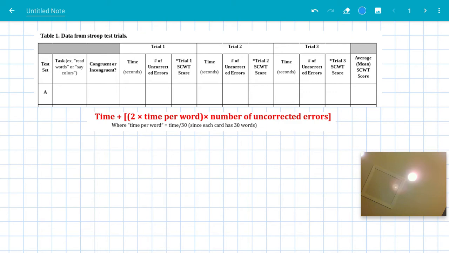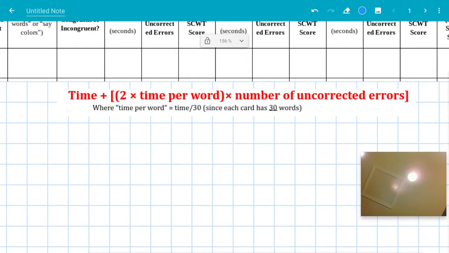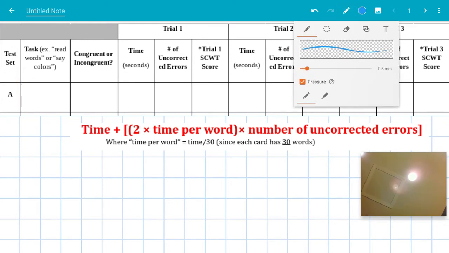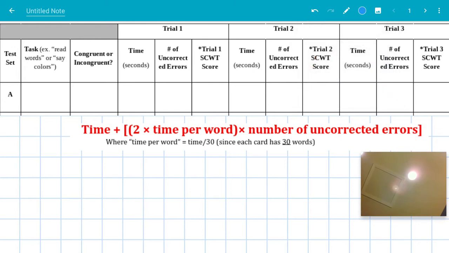Okay, so I copied the first row of the data table from your lab, and let's just imagine for a second that we did set A. For set A, we read the words. Whoops, sorry, I've got to make sure I don't have an eraser on. I've got to have my marker on. Okay, and so my partner read words. I wish I had nicer handwriting.